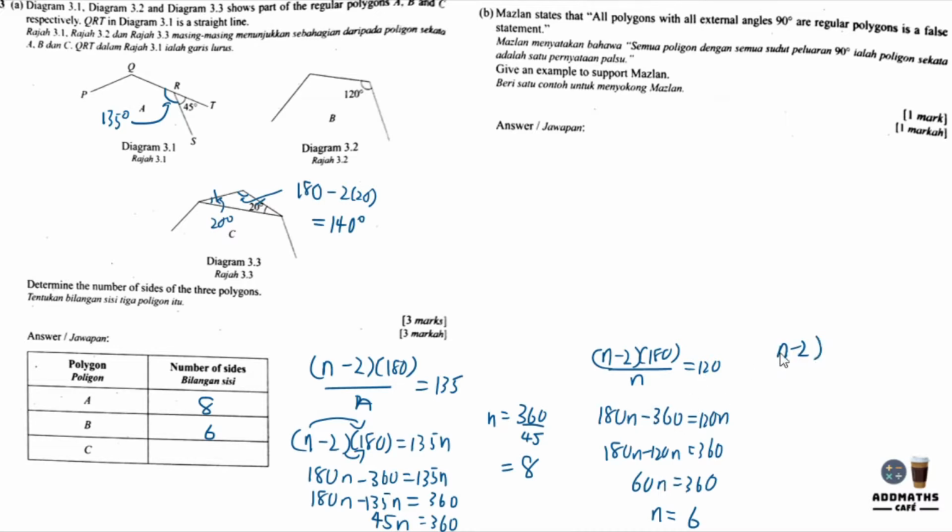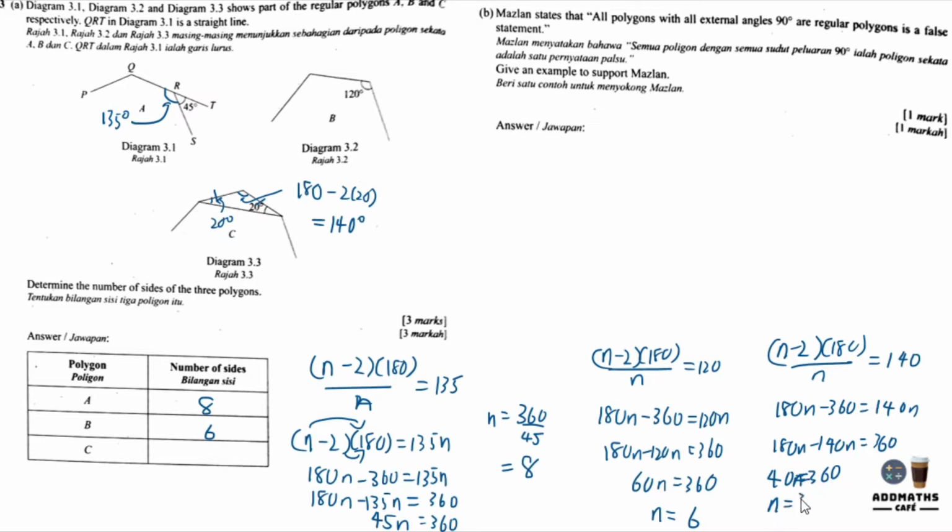N minus 2 for the last one, times 180 divide n equal to 140. So 180n minus 360 equal to 140n. 180n minus 140n equal to 360. And 40n equal to 360. Okay, 40n equal to 360.